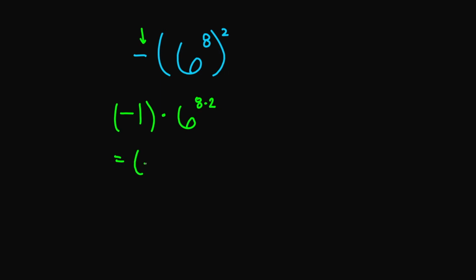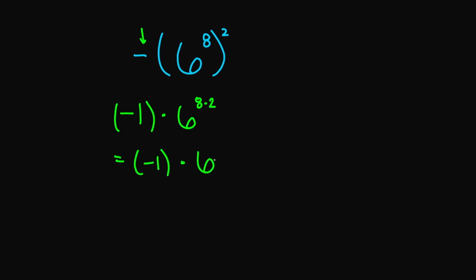What if I had my negative on the outside? Let's say we had 6 on the inside raised to the 8th power, both raised to the 2nd power. So I'm going to pull out my negative 1 since it's on the outside, times 6, 8 times 2. This is going to equal negative 1.